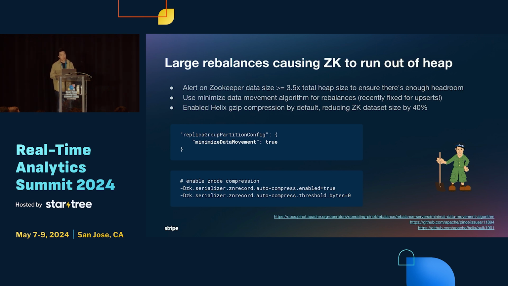We also found a setting in Helix to actually set gzip compression on all Zookeeper nodes. By default, Helix will do this at, I think, a 1 megabyte threshold. And we actually just turned it on by default for everything. This helped reduce the Zookeeper dataset size down by 40%, which actually shrunk a lot of our datasets a lot, which was great.